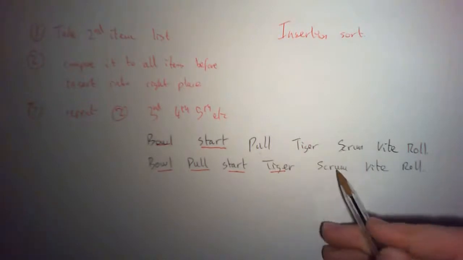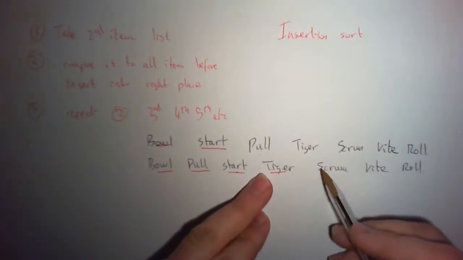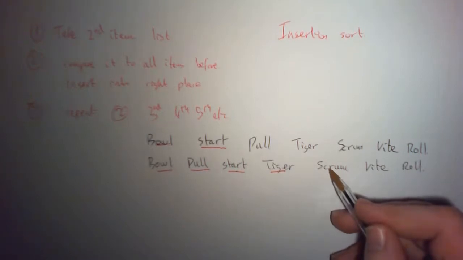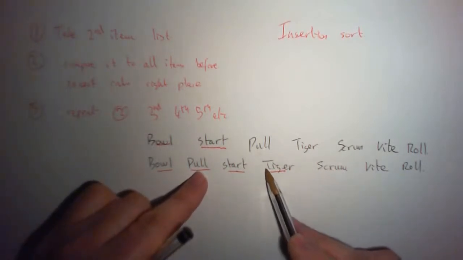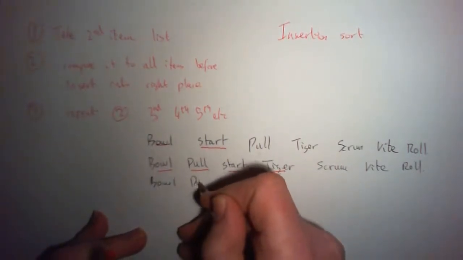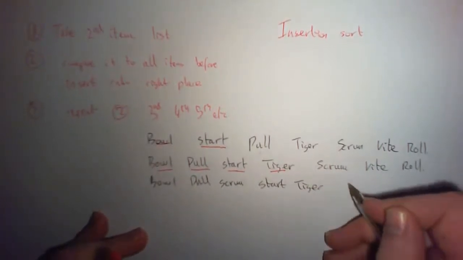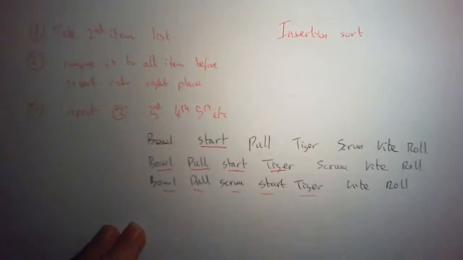Now we're going to look at scrum, and this is a tough one. I'm just trying to think of this one. We're going to insert scrum between pull and star, aren't we? Because it's before that, but it's not before that. So bowl, pull, scrum, star, tiger, kite, and roll. So these are all now in the correct order.